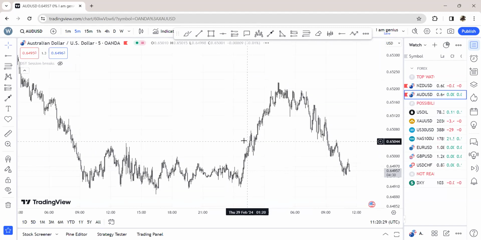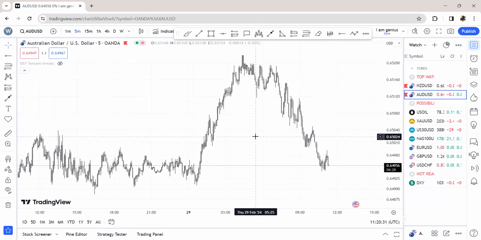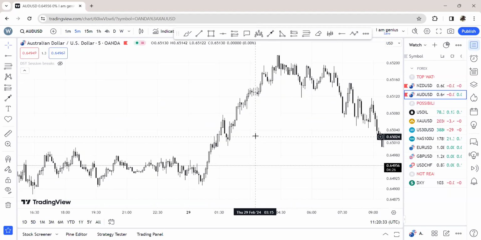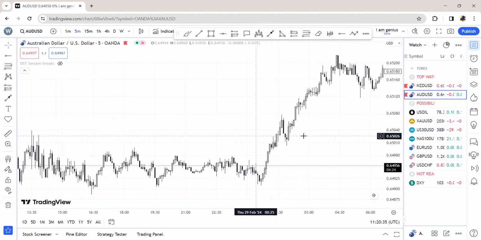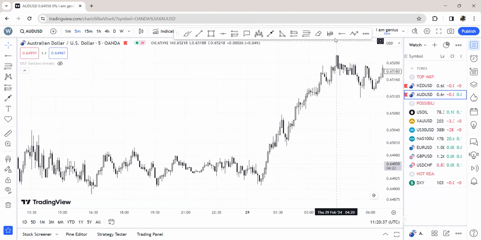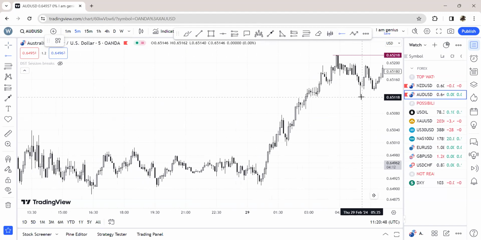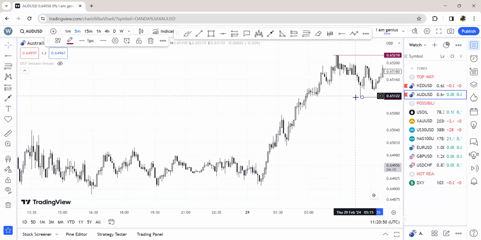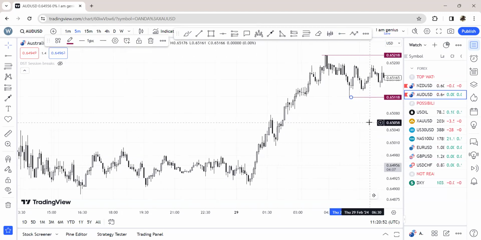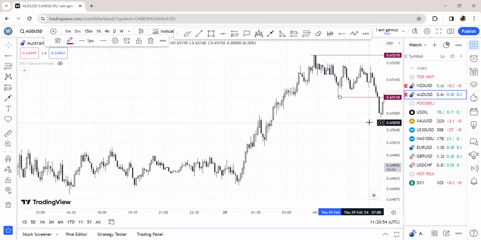So now, let's say the market is still somewhere right around there. What am I going to do here? I'll get my horizontal ray, put it on the highest point, that level, then I'll get it again and put it on this lowest point. Let's say the market has just formed this. What am I going to be waiting for? I'm going to be waiting for a break on either side.